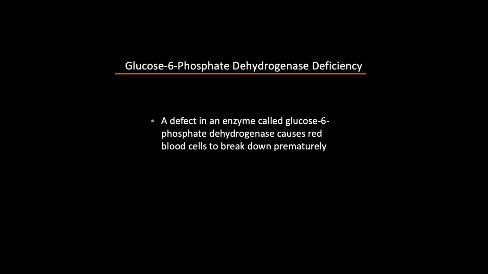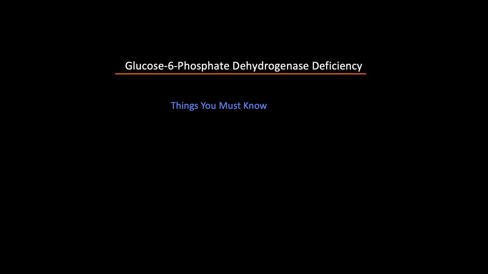Another issue is glucose 6-phosphate dehydrogenase deficiency. This glucose 6-phosphate dehydrogenase is an enzyme that helps to prevent oxidation of the red blood cell. And so it causes the red blood cell to be maintained instead of breaking down or going through hemolysis. So in this deficiency, the red blood cell is missing this enzyme. All right, so things you need to know about this glucose 6-phosphate dehydrogenase deficiency.